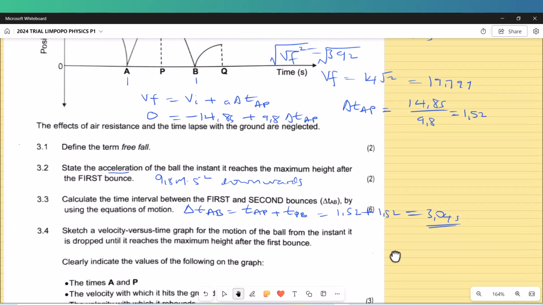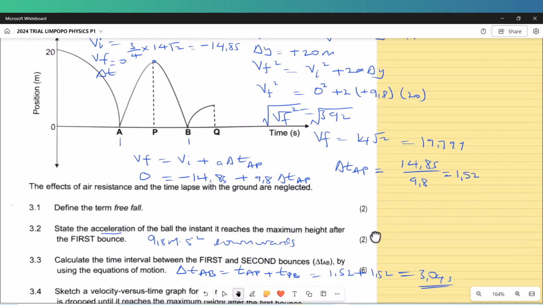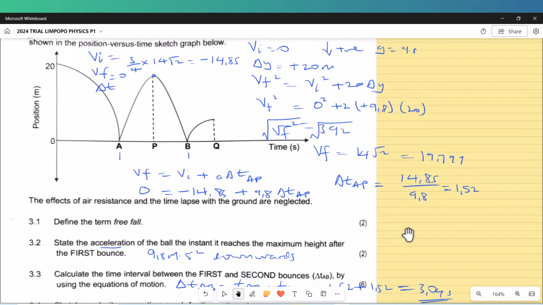Now our choice, we chose down as positive, then what do you get? And this ball was being dropped, right?